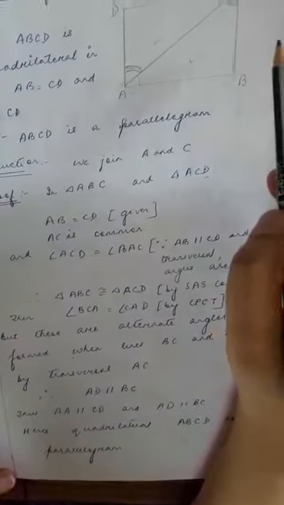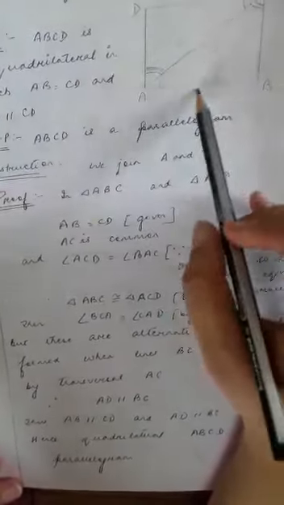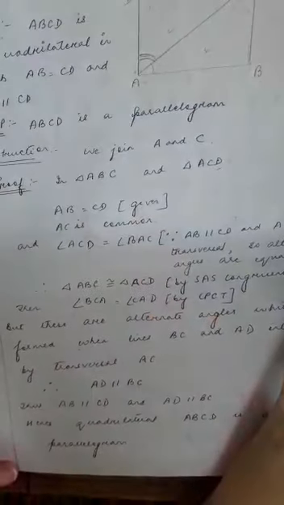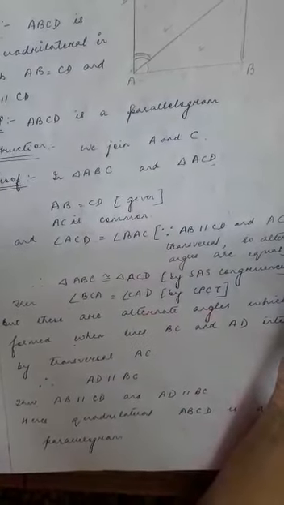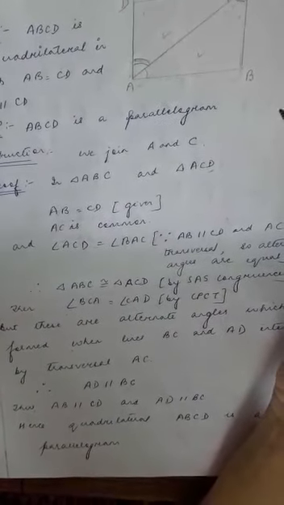So in this theorem, we have learned that the quadrilateral is a parallelogram if a pair of opposite sides is equal and parallel. So with this, we come to the end of all the theorems of the quadrilateral chapter. Now we'll proceed to the exercise.